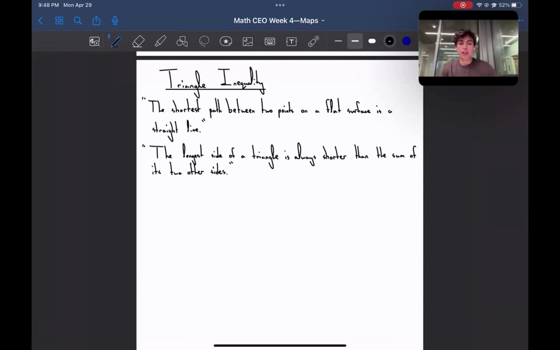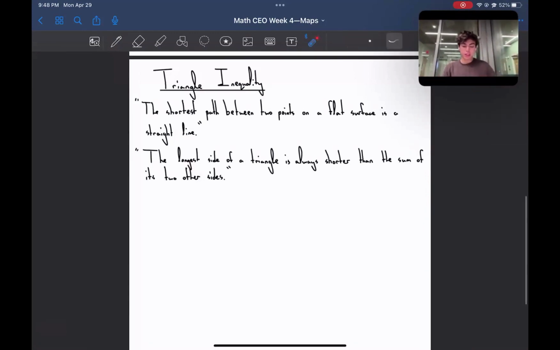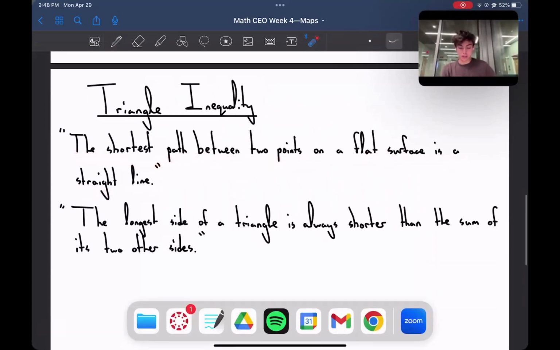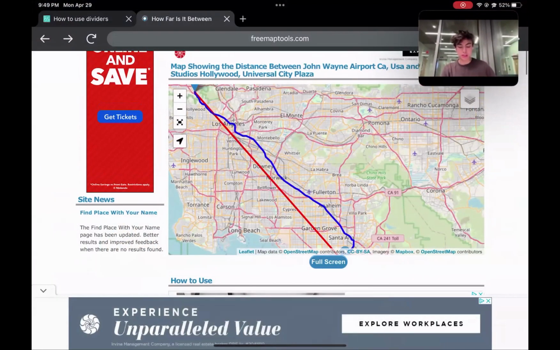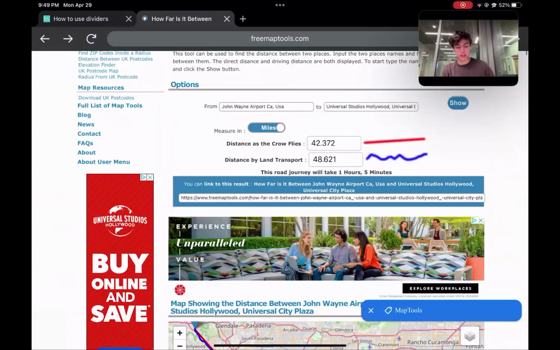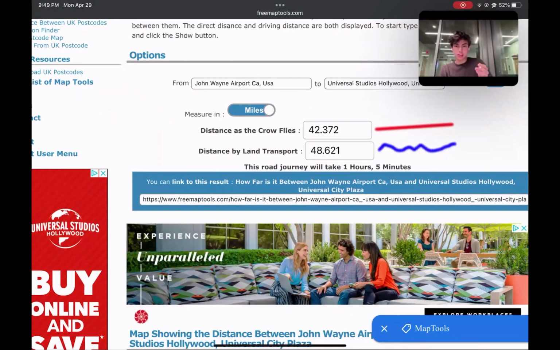The last thing we'll talk about is the triangle inequality. And I know it might seem a bit intimidating, but I hope by the end of this video, you'll be able to walk away knowing what the triangle inequality is and how it relates to maps. Really, all that the triangle inequality says is that the shortest path between 2 points on a flat surface is a straight line. Again, going back to our example with the distance from John Wayne Airport to Universal Studios, this distance taking the twists and turns, following the road, ends up being a longer distance than if you were to go in a straight line.